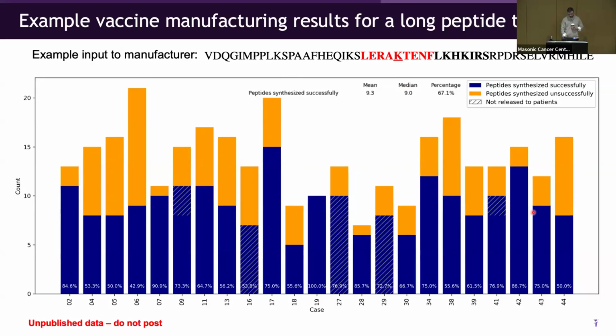In this case, again, we have an attrition of maybe 30% of peptides lost because we tried to synthesize them and weren't able to. And then the hash marks here show examples where the patient wasn't able to continue, or we had to drop one of the pools due to the safety testing step.